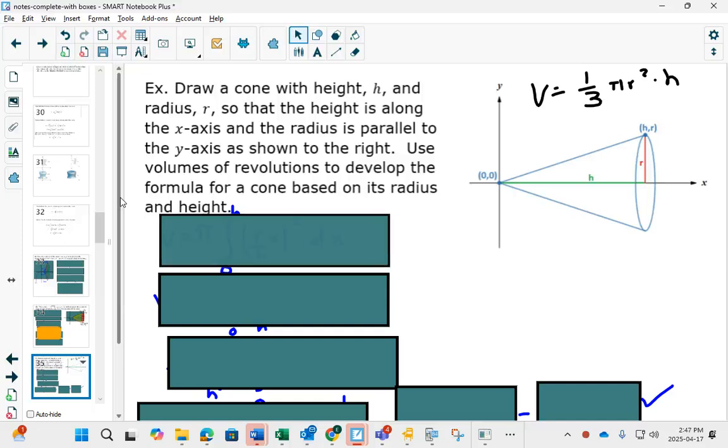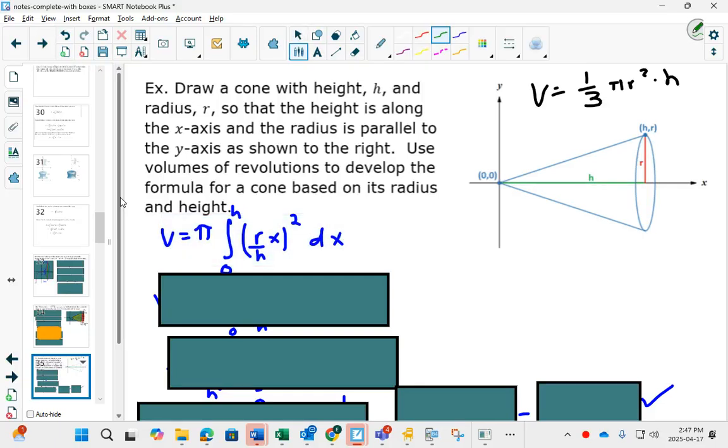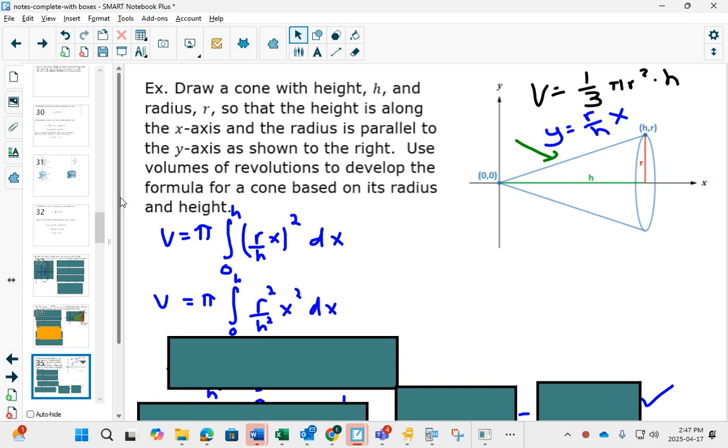Well, it's a straight line. This line right here, if I write that as a function, it's a straight line, so it's y equals mx plus b. Can you see that your b is 0? And can you see that your slope, rise over run, is r over h? And so the r over h is what would go into your formula here. Okay? And I need to find the volume as I go from 0 all the way up to whatever h is.